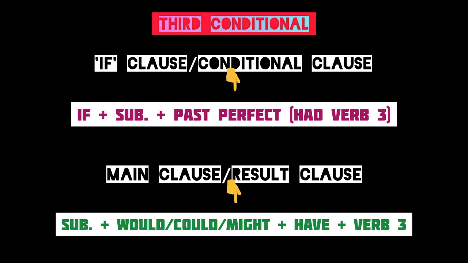Now see the structures of the type 3 conditional sentence on your screen. In the conditional or if clause, we have the verb in the past perfect tense subjunctive mood after the subject. While in the main clause or result clause, we use the auxiliary would or could or might followed by have and the third form or past participle of the main verb. Remember, in the third conditional, the result is also a hypothetical action or event of the past that did not happen. So it's all about an unfulfilled condition or wish of the past and its hypothetical consequence.